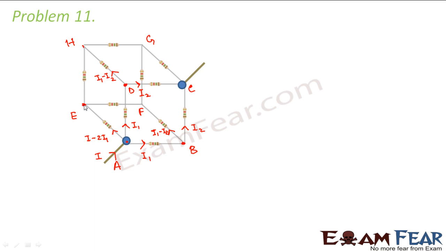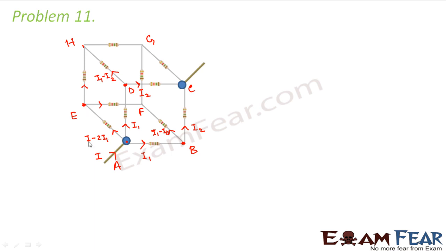Right? Now let us look at this point E. From here also the same thing. This is one path by which you will cross 3 resistors. The other path is again 3 resistors. That means in this case, both the paths involve the same number of resistors, so the current will get divided equally.